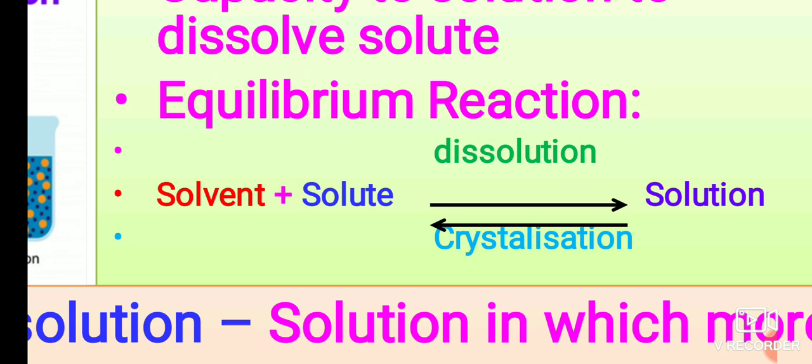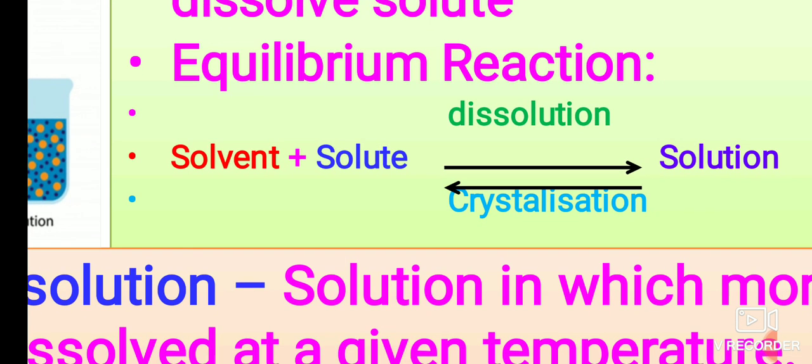And if the solution is heated, then there is no crystallization process. Means the required amount of solute is added into the solvent and the solution is formed. Such type of solution is called as saturated solution.